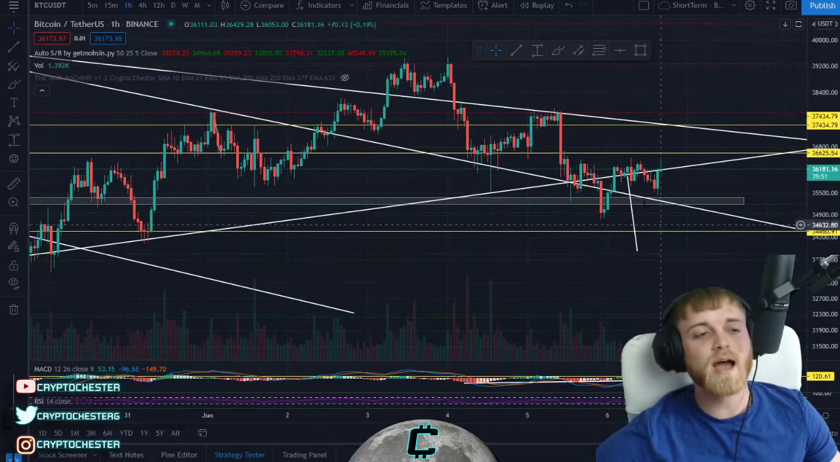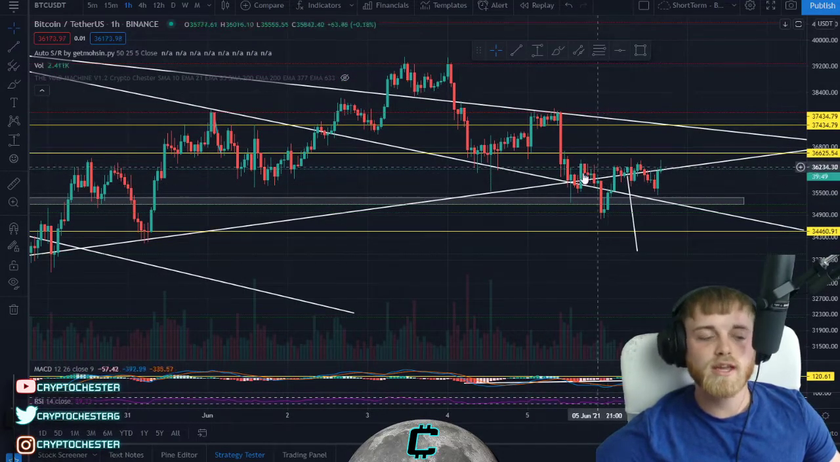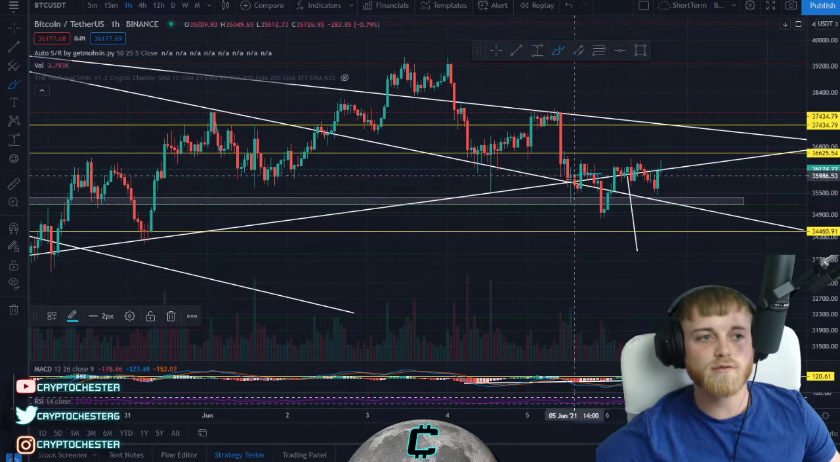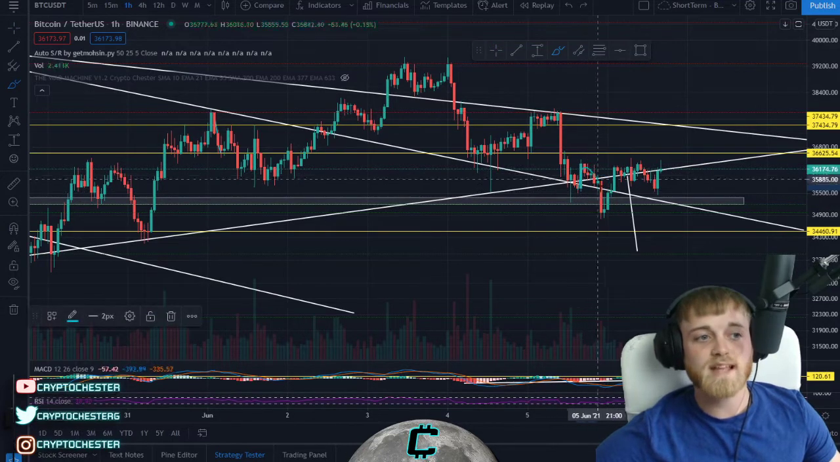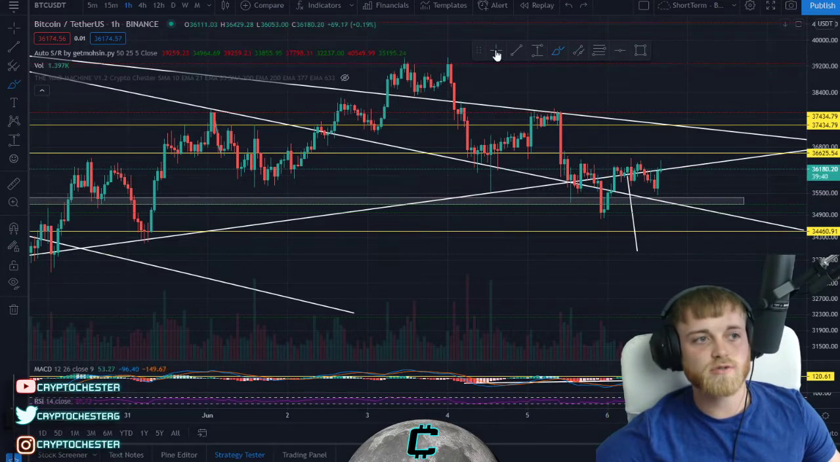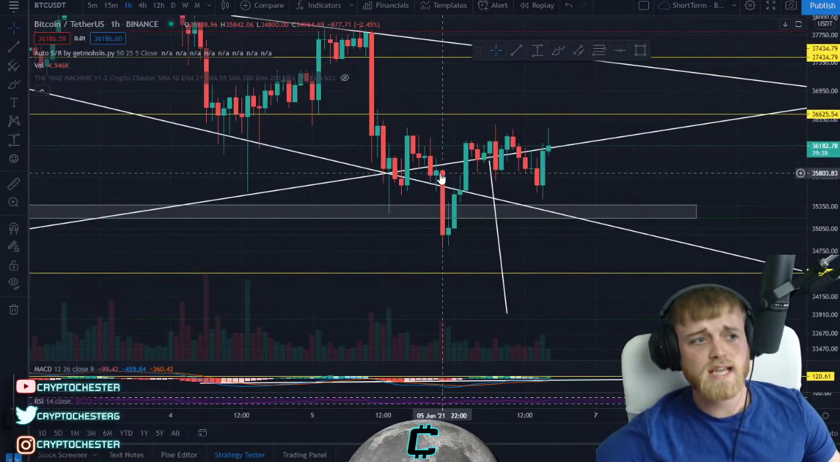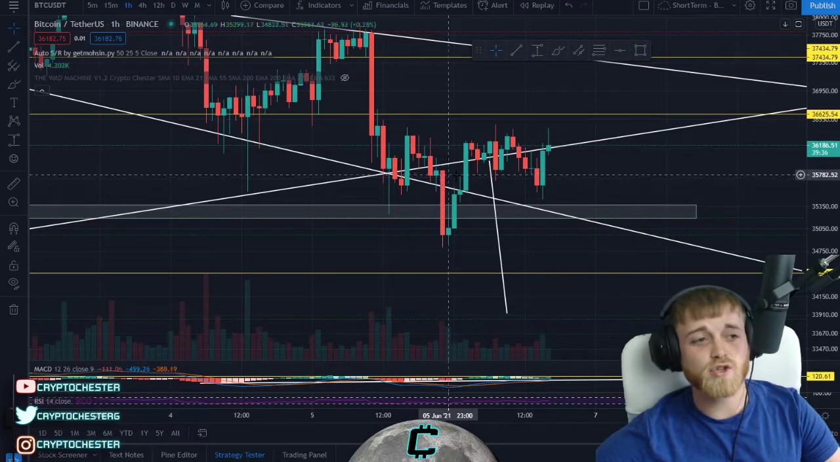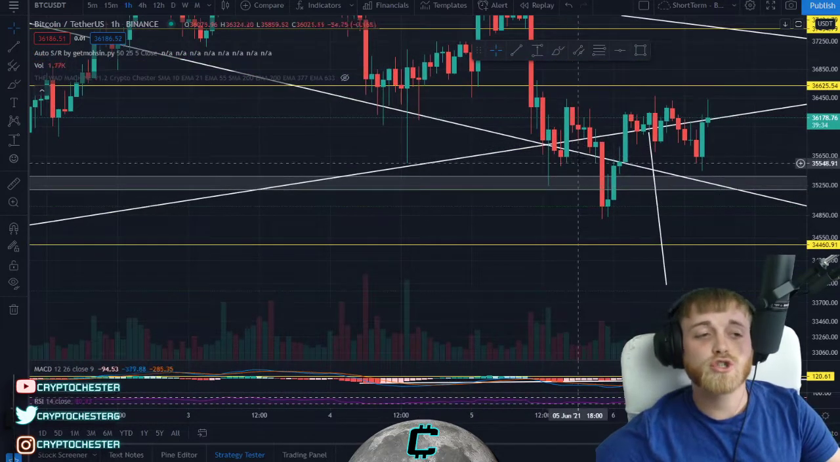right? Let's just talk about what happened yesterday. We were looking for a short position to come through. In terms of that, we waited for this retest, and this is where I entered my position, around that point there. In terms of price, that's around that 35,800 mark, and we were in a short position there.